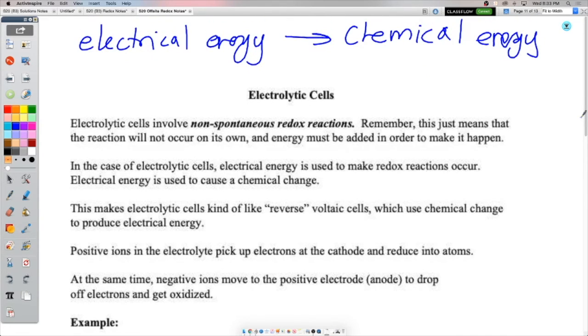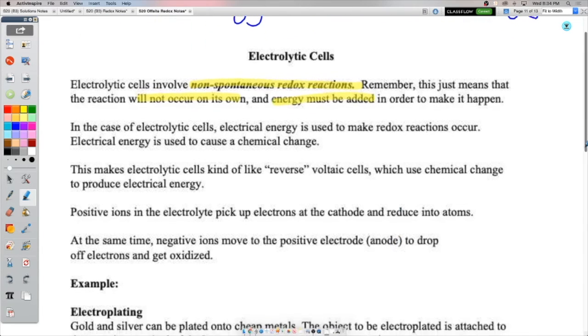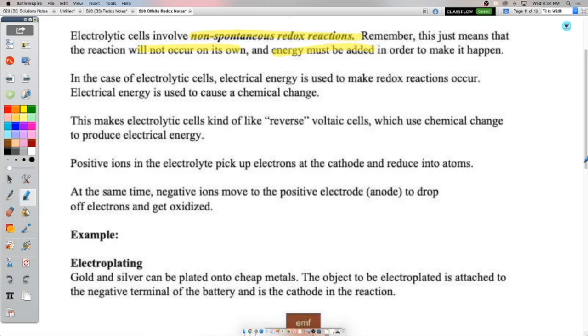But the thing is, it's non-spontaneous. So we kind of have to reverse what was happening before. Non-spontaneous just means it won't occur on its own. We have to add energy. What kind of energy do you think we're going to add, based on what we just talked about? Electrical, right? Electrical energy is used to make redox reactions occur that normally wouldn't want to happen.